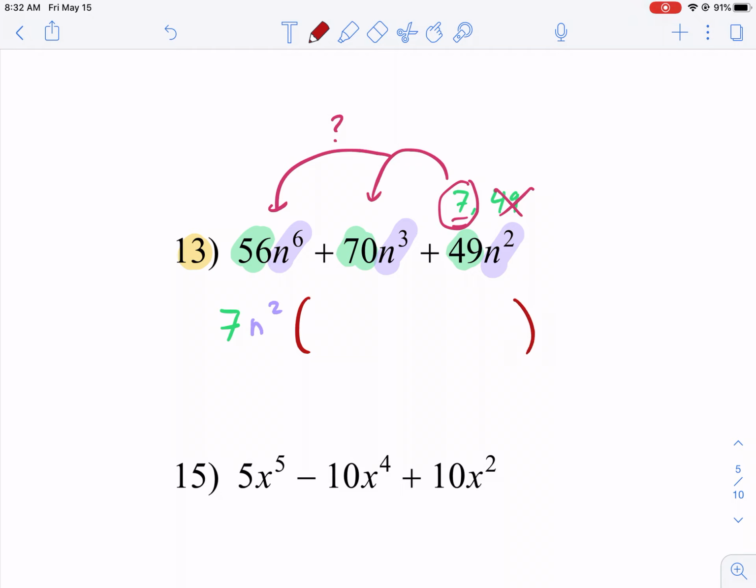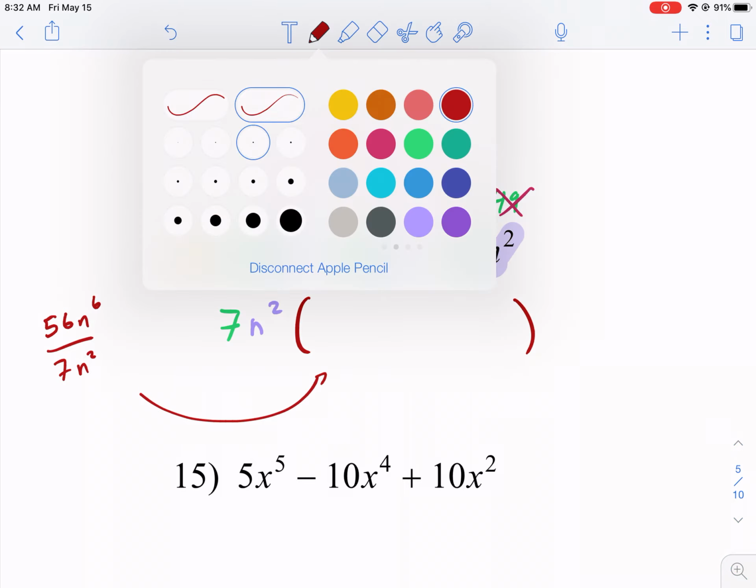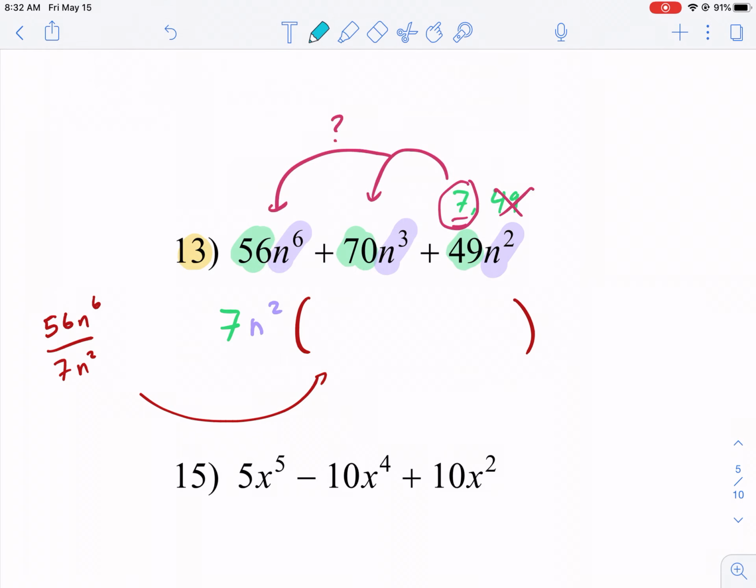Now we're going to put our parentheses, and we can start. Again, for the inside of the parentheses, you can do 56 n to the 6th divided by your greatest common factor, 7n squared, and put that there. Or you can do what I like to do, and I just think to myself the following. 7n squared times what gives me 56 n to the 6th power? And that is 8, because 7 times 8 gives me 56, and then n to the 4th, because I'm adding exponents when you multiply like bases, and so there I go. I have a plus here, and because I didn't factor out a negative, it's going to stay plus.